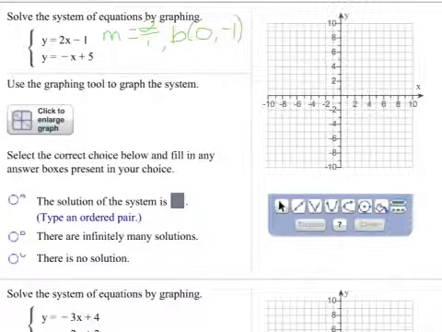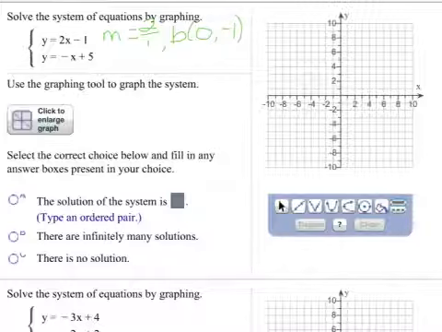So in my first equation, I know that my slope is 2, or 2 over 1, because remember I need to do rise over run. And I know that my y-intercept, b, is 0, negative 1. So I'm going to use those points to graph my equation.